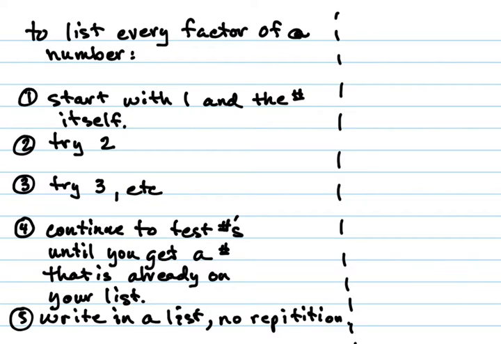So you've got your notes on one side here, but let's do an example. Say, for example, we want to list every factor of 24. All right, here we go. So, think about what we need to do. Think about our directions there.